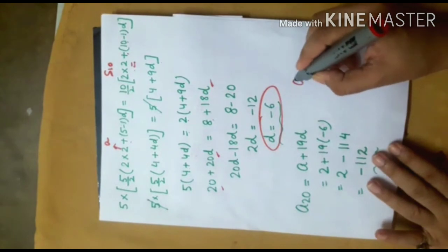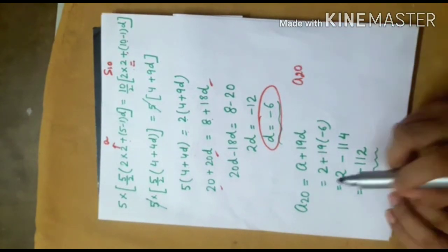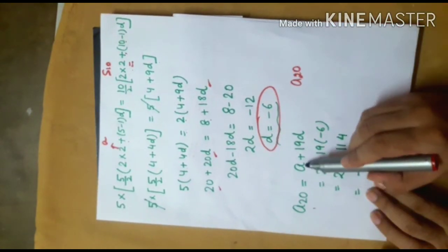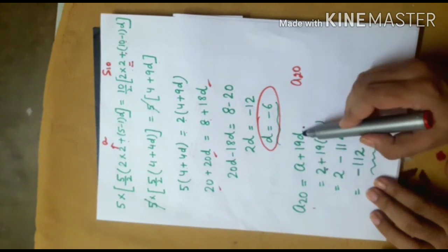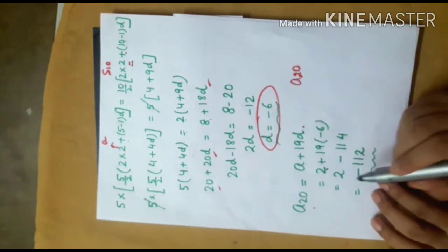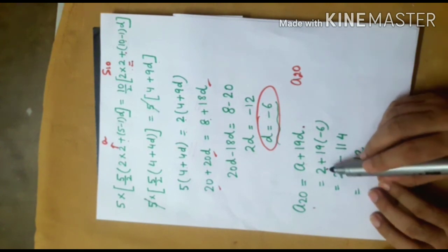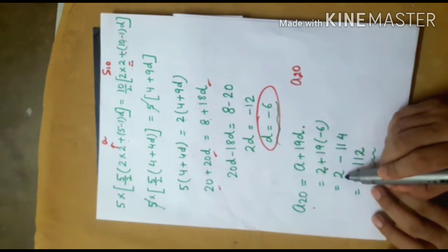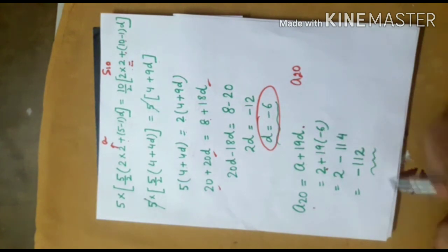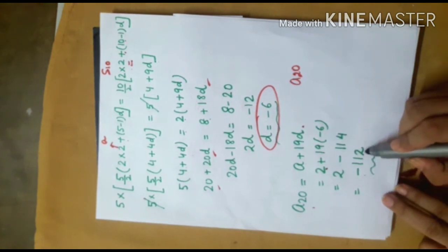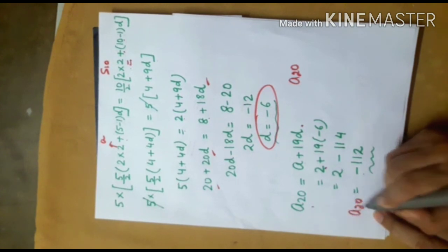Now I had to find the 20th term. Now A20 can be written as a plus 19d. Value of a is 2 and value of d is minus 6. So on substituting the values, I'll get 2 plus 19 into minus 6, and this will give you minus 112. So 20th term is minus 112.